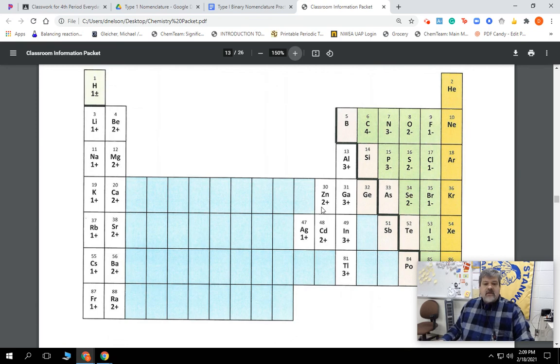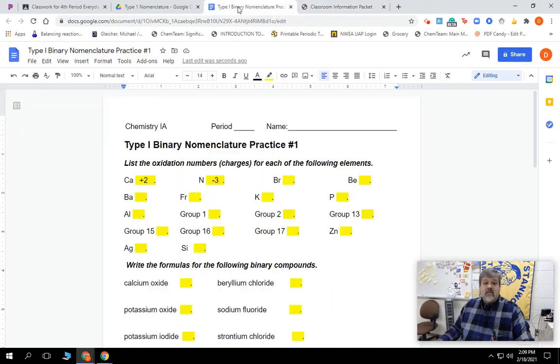Another way to look at this too is that here are the 3 exceptions that are not in column 1, 2, or 3A. But they're in the B group that we call these ones that are down here. Remember, this would be 3B, 4B, 5B, 6B, 7B, 8B, 8B, 8B, 1B, 2B. So if they're in 1B, it's +1, 2B, +2. Let's go back, and that's what we put in there as a +2. So let's go ahead and go down to write the formulas for the binary compounds.